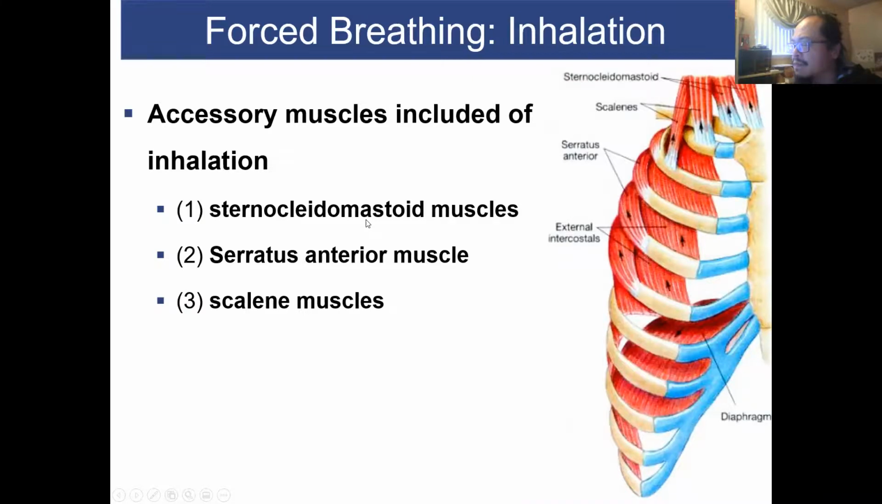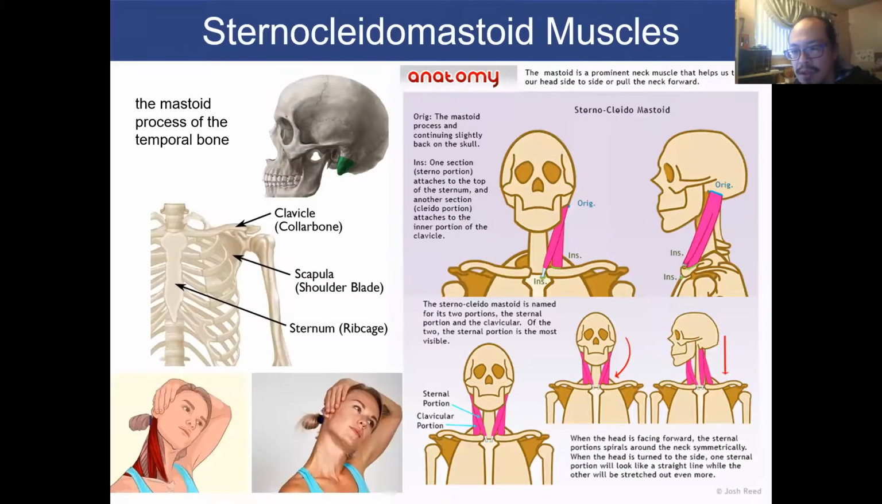The sternocleidomastoid muscle right here. That is this one. We have 2 groups of that connecting with the sternal right here. So its origin is from the mastoid, the mastoid process of the temporal bone. And from there it reaches to the sternum. So that's the sternomastoid part, and also to the clavicle right here. So that's this muscle.